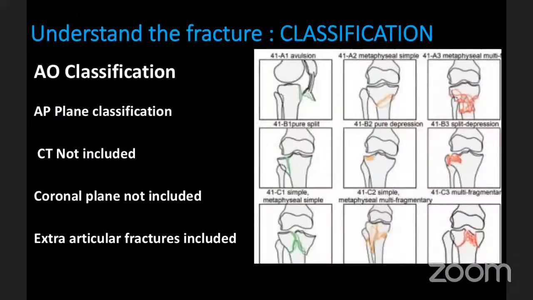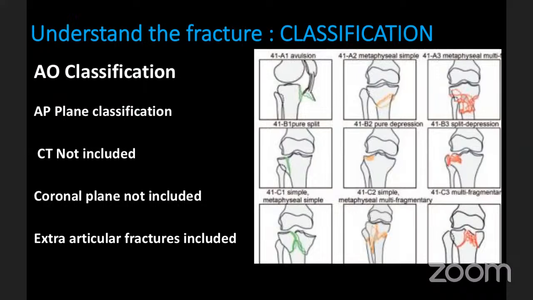Okay, understand the fracture classification. Now, AO classification. Again, it is the same. AP plane classification, CT not included, coronal plane not included, and it has included type A1, which is extra-articular fractures. It is not tibial condylar fractures. Tibial condylar fractures are B and C.